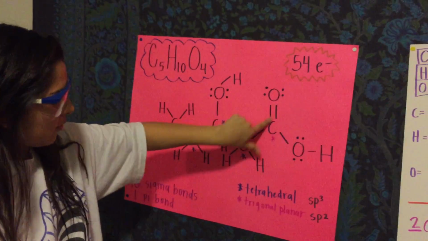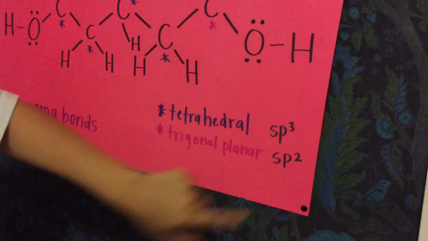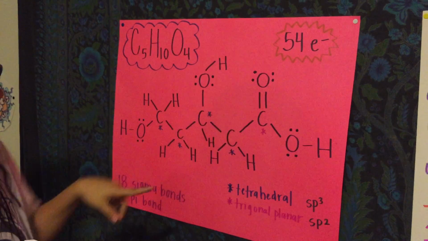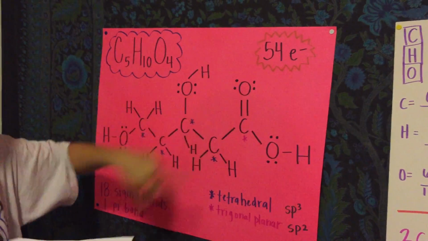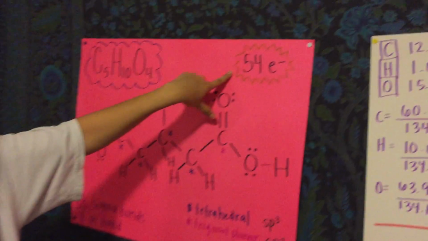This carbon over here is a wild one. It's trigonal planar, and it has a hybridization of sp2. There are a total of 18 sigma bonds, which are the single ones, and 1 pi bond over here, this double bond. And this whole molecule has a total of 54 electrons.